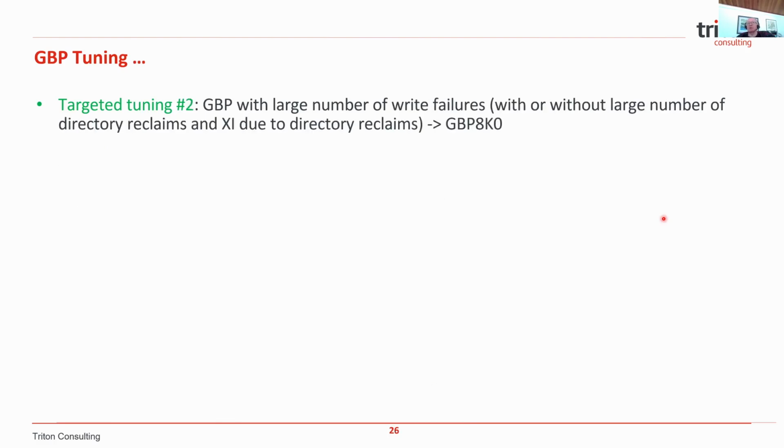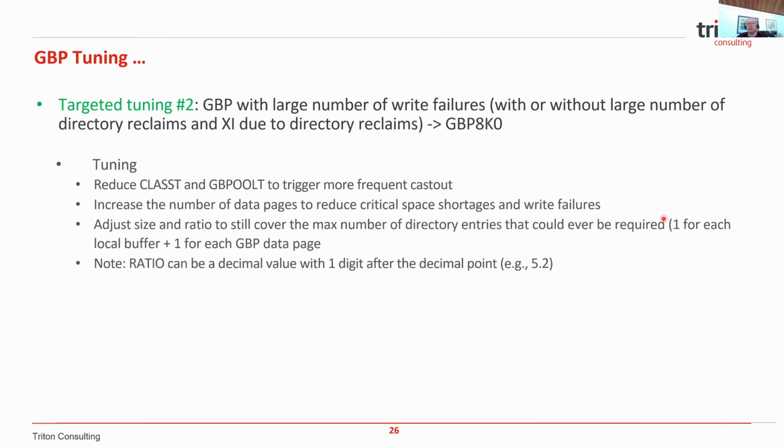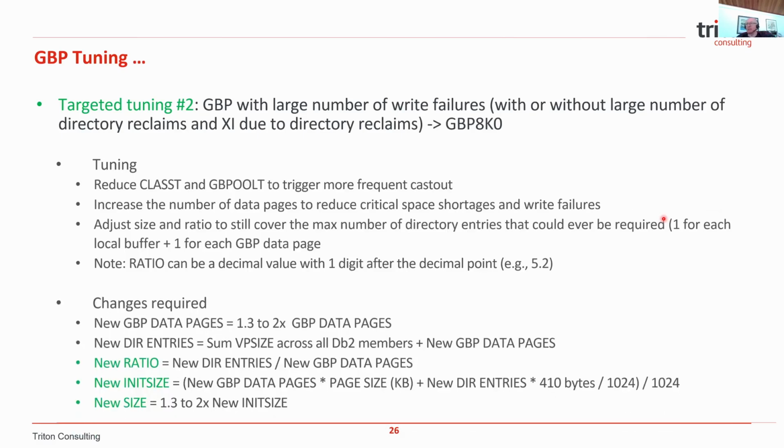Targeted tuning number 2 is when you have a large number of write failures. And again, this is the recommended tuning, and these are the changes required.